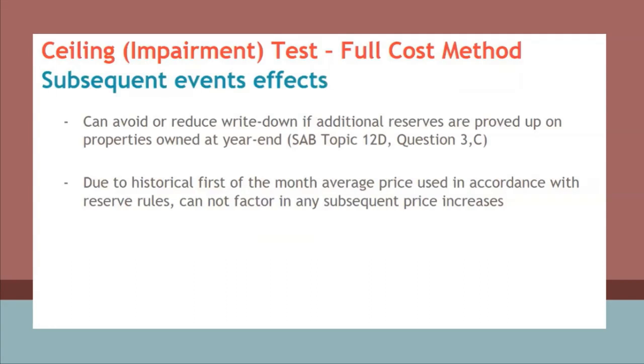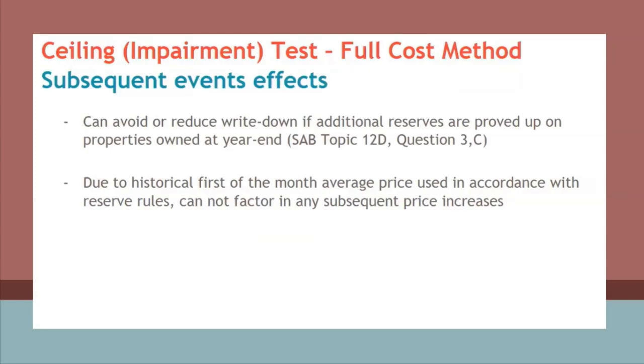But due to the historical first-of-the-month average price used in accordance with reserve rules, you cannot factor in any subsequent price increases. In practical application, when everything went crazy and oil and gas prices were everywhere during COVID, a lot of companies had to stick with the impairment that they needed to record. Although prices recovered subsequent to that event, they could not factor that in, so they were stuck with those impairments, unfortunately.